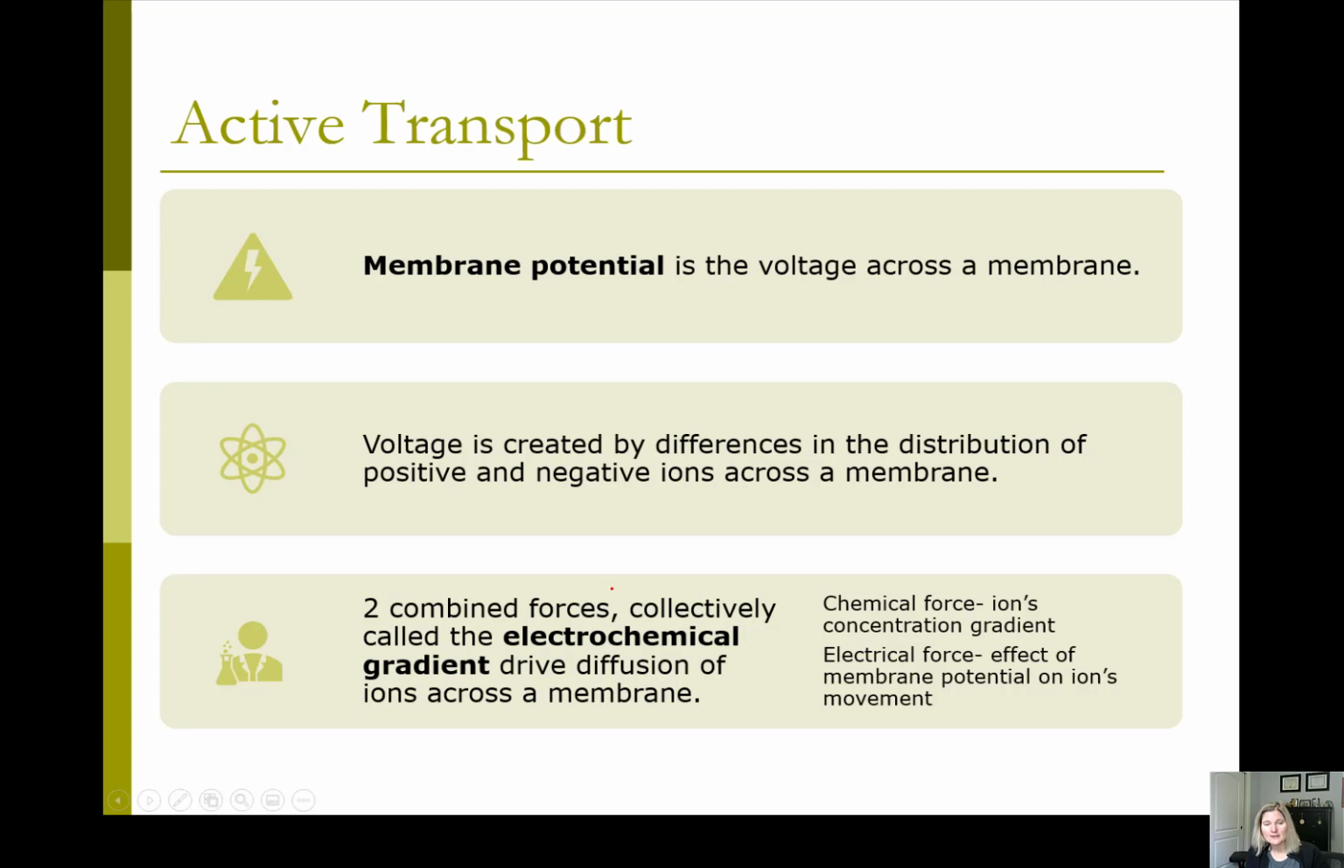When we're combining a chemical force, which is the ion's chemical gradient, with the electrical force, looking at the positive or negative charge of that ion, we get something called an electrochemical gradient. That electrochemical gradient can then be used to diffuse ions across a membrane. We're going to look at this in relation to, again, the sodium-potassium pump, in addition to looking at sodium and potassium. So let me go ahead and show you an example.